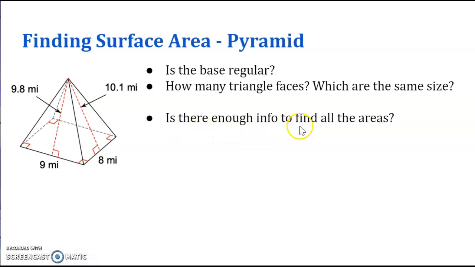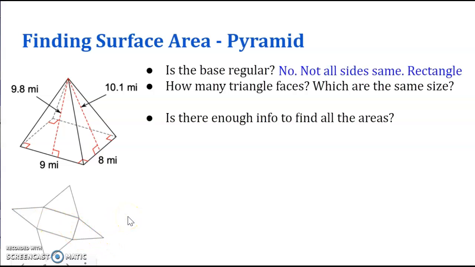Is there enough information to find all the areas? Well, let's see. The first thing you want to do is try to visualize the net. If I open that, it should look like this. It will be a rectangle at the base, and you would have 2 triangles that look identical and 2 triangles that look identical. So we have 4 triangles. What else do we know?